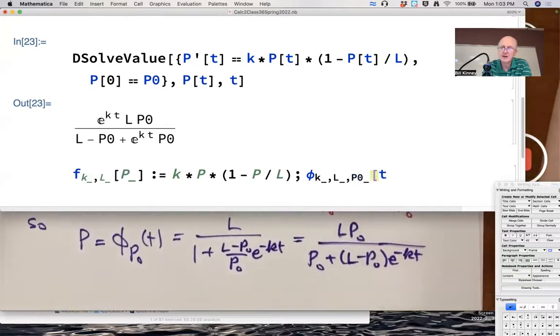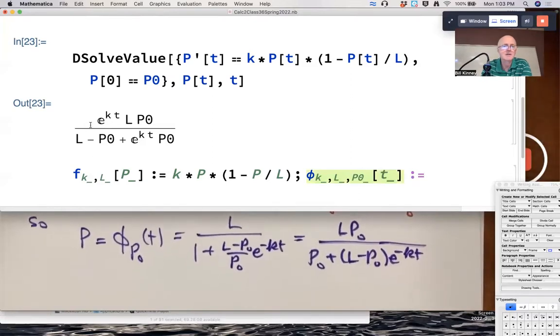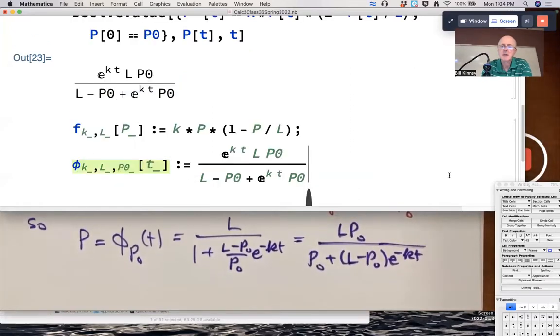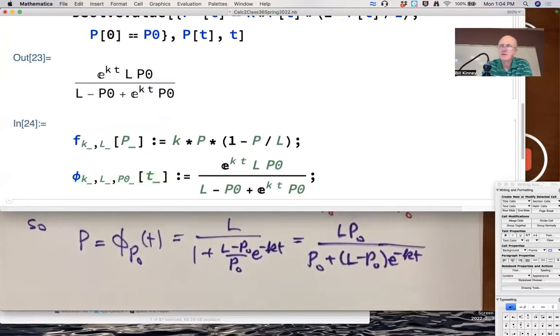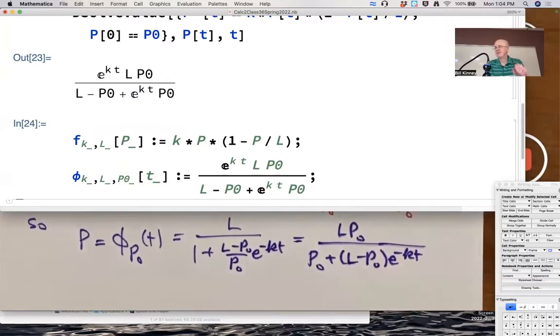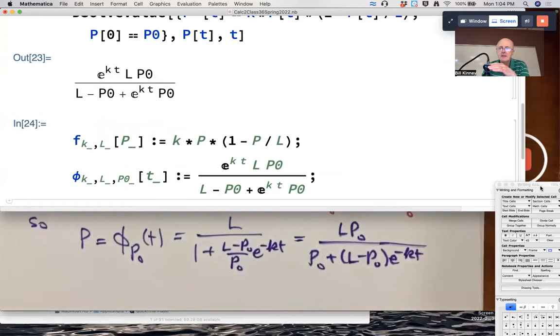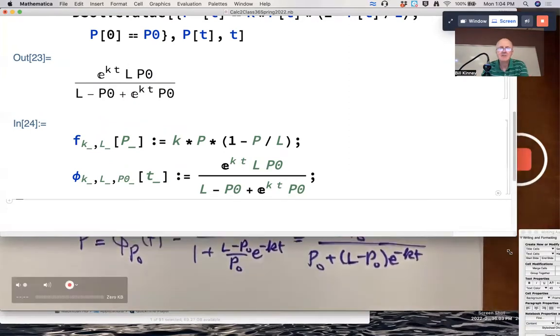These are functions. This is a function of T, and its formula I can just copy and paste from right here. Those functions are now entered. You need the underscores to enter these functions, to emphasize to Mathematica what can change. But once you've done that, then don't use underscores anymore.